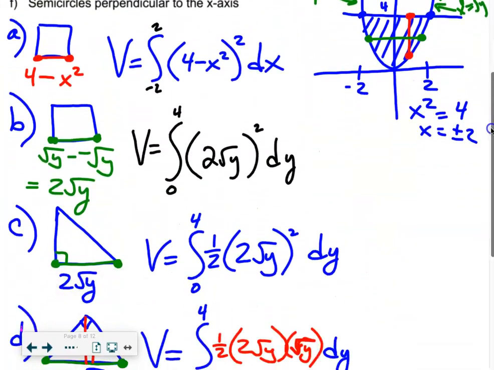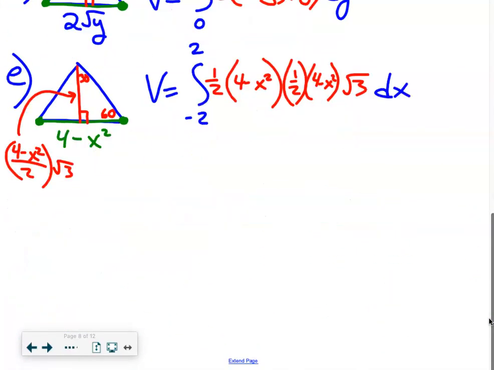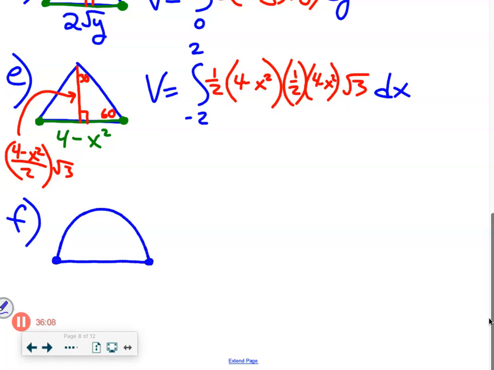All right, last one. Semicircles. And then we take a tiny break. A semicircle is half a circle. This time again we're perpendicular to the x-axis. So this is still going to be 4 minus x squared. Volume is still going to be integral -2 to 2 of something dx.